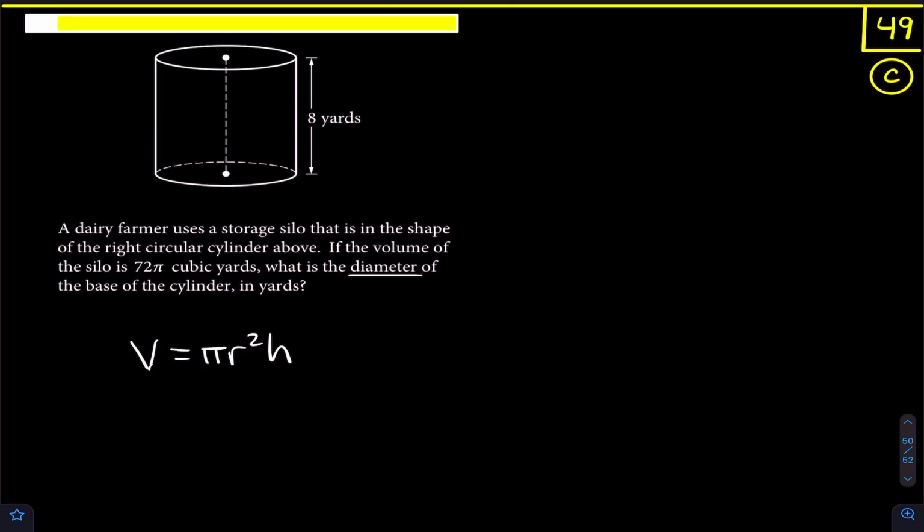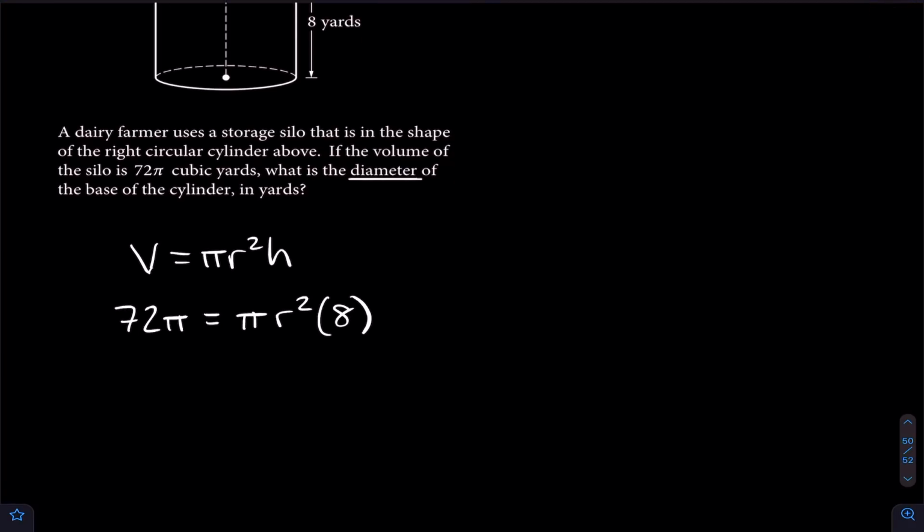All right, so if we know that, we know the volume is 72 pi. That's going to be equal to pi times the radius is what here? Well, we don't know. That's what we're trying to find. The height, though, we do know. That's 8. And we don't need to really worry about the units here. This is a math problem. It's not physics.